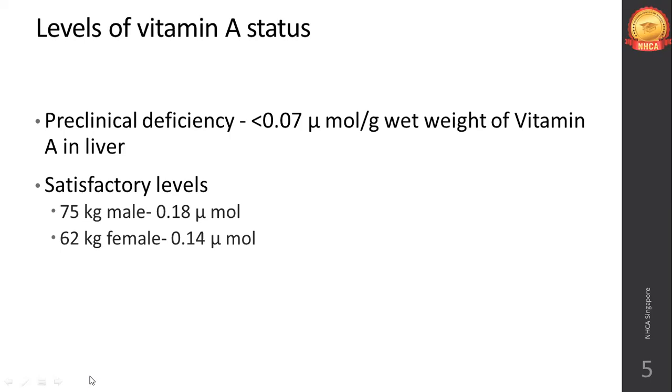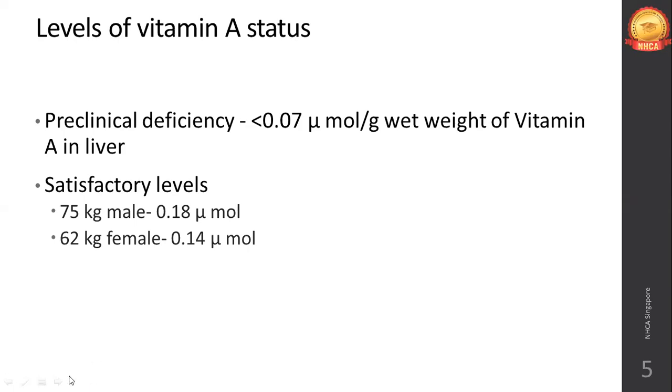If it is this particular concentration level on the screen, that is less than 0.07 mu mole, it means that it is a preclinical deficiency state. It means the person, if not treated, if you are not giving vitamin A supplement to this individual, may progress to a complete state of vitamin A deficiency. So this is the preclinical deficiency state, and through oral supplementation itself, we can correct this.